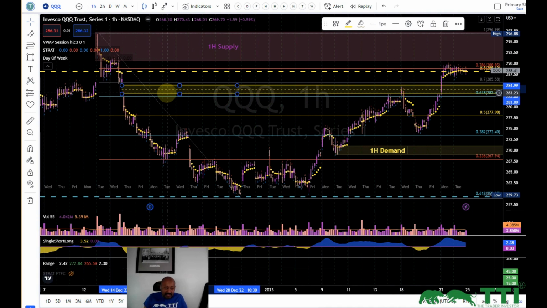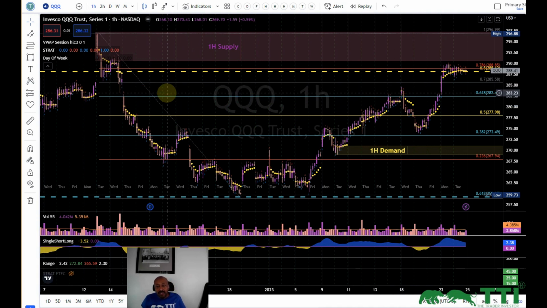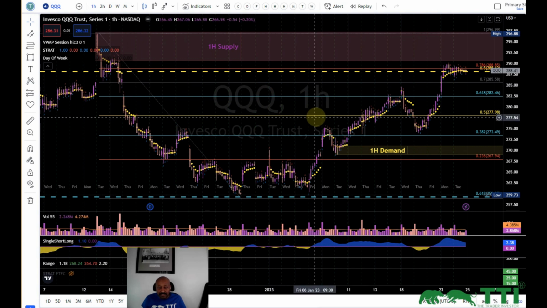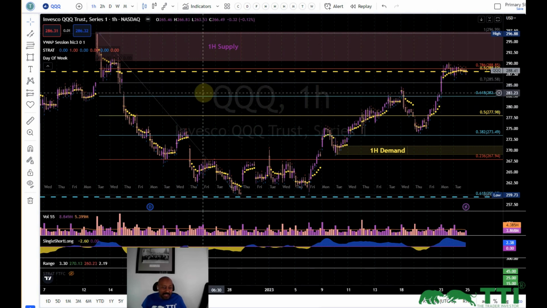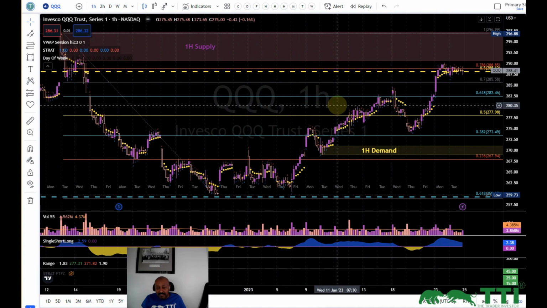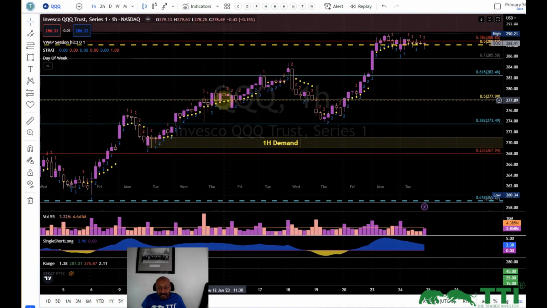I leave these gaps for your purpose. Usually, if I see them closed, I want to eliminate them. But because I know we have this session, I leave that gap there.